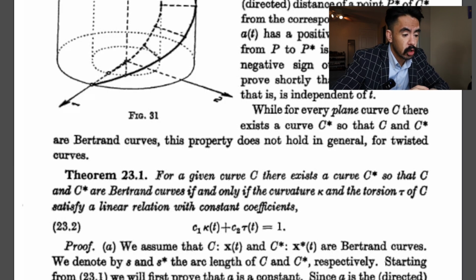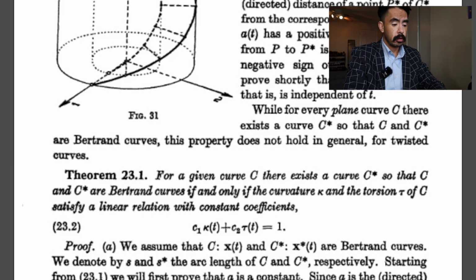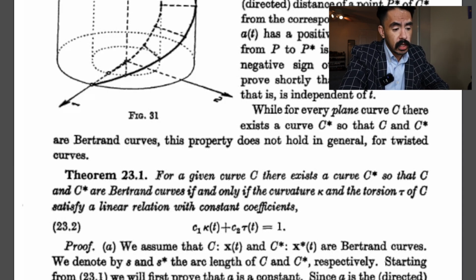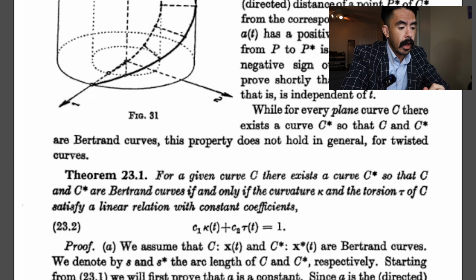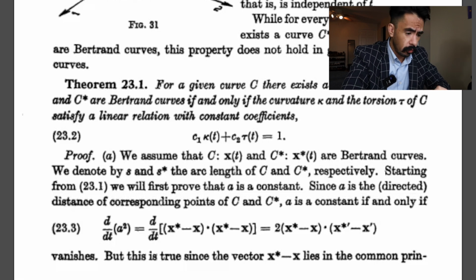And now we have Theorem 23.1, which will be proved immediately after. Theorem 23.1: for a given curve C, there exists a curve C star so that C and C star are Bertrand curves if and only if the curvature kappa and the torsion tau of C satisfy a linear relation with constant coefficients, namely C1 times kappa of t plus C2 times tau of t equals 1. And now on to the proof.